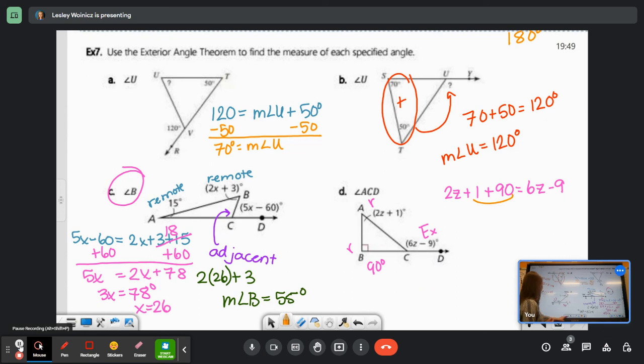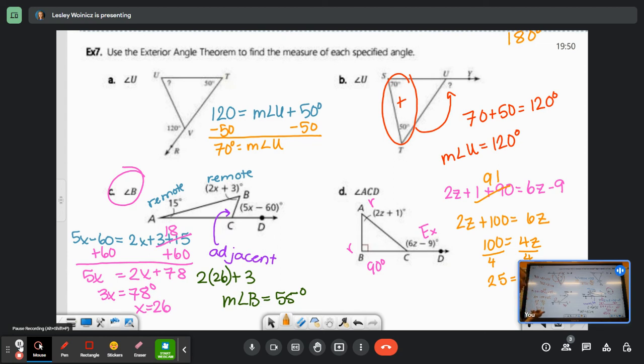We get 91. Okay, subtract 91 from both. No, I don't want to do that. I want to use positive numbers because I'm tired. All right, we're going to add 9 to both sides, and I get 2z plus 100 equals 6z. Okay, subtract 2z from both sides. I get 100 equals 4z. Divide both sides by 4. And I get 25 equals z.